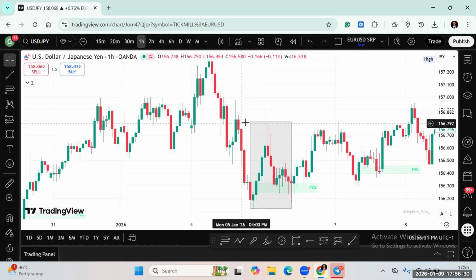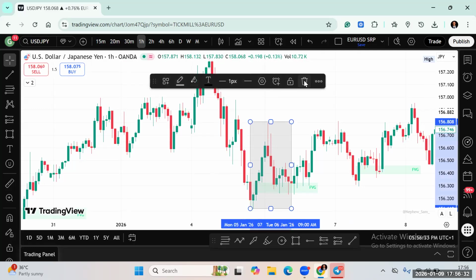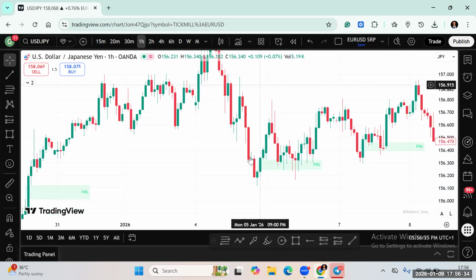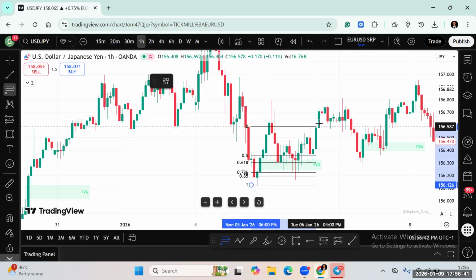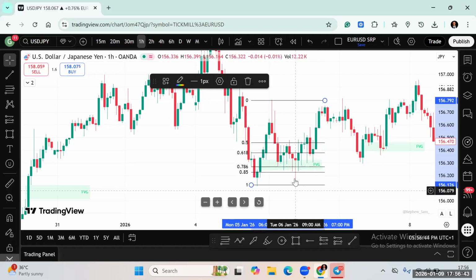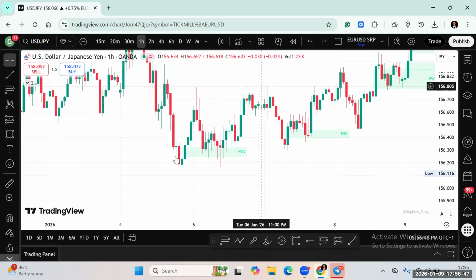So what did 1 hour do? 1 hour did the exact same thing. 1 hour broke above. So this is the low of the range. Price broke above, came back, the exact same thing, and picked order. Since then, it's been buying. And even this low became protected.